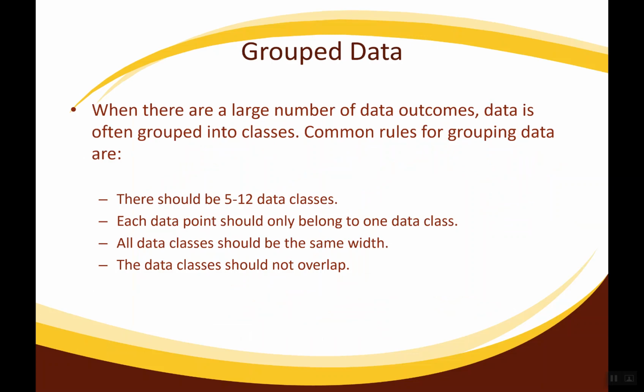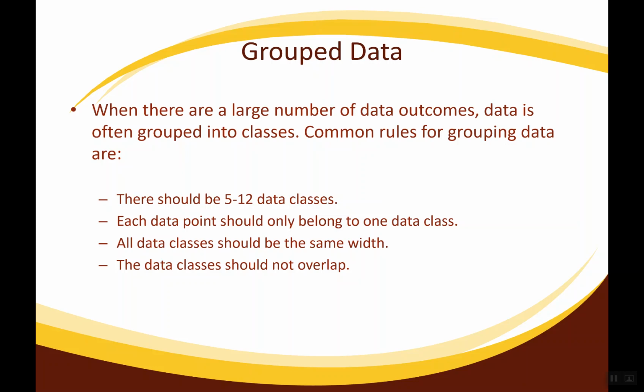Let's also talk about grouped data. So we didn't have a lot of data yet, but let's make it bigger. When there are a large number of data outcomes, data is often grouped into classes. Common rules for grouping data are you shouldn't have more than 5 to 12 data classes. So somewhere between 5 and 12 should cover all the data that we're talking about. All the data points can only belong to one class. All data classes should be the same width. And then the data classes should not overlap.